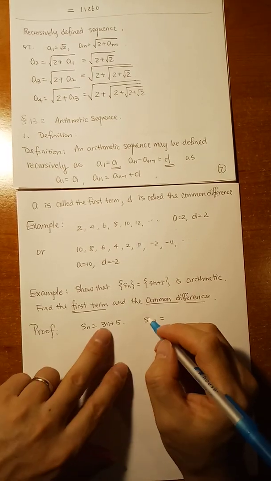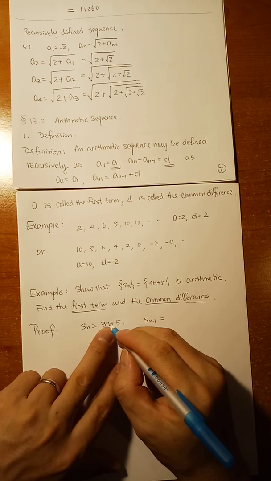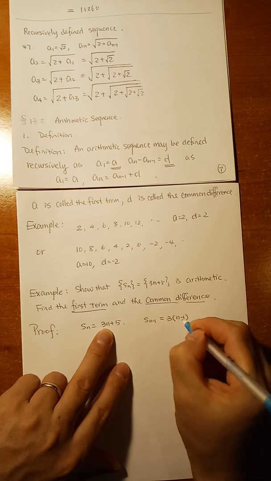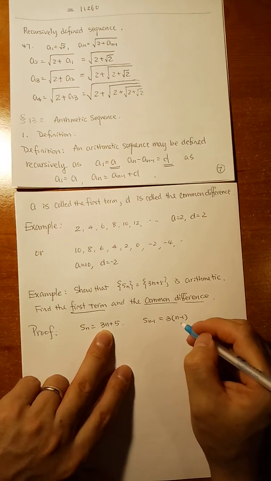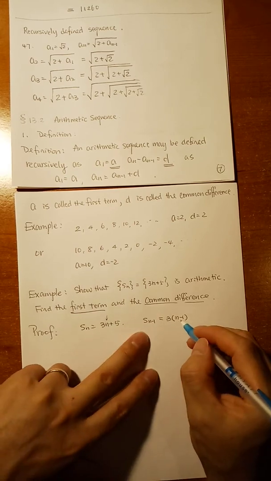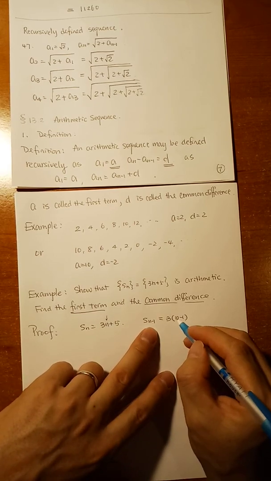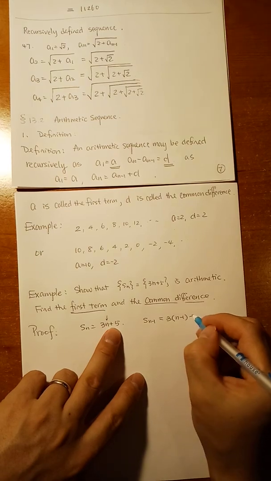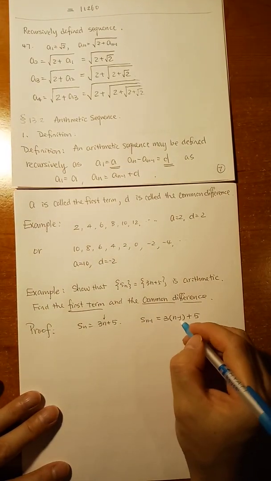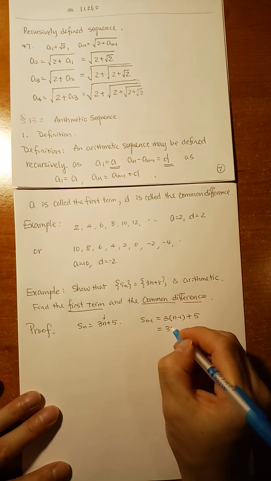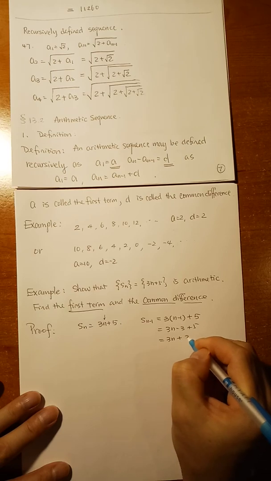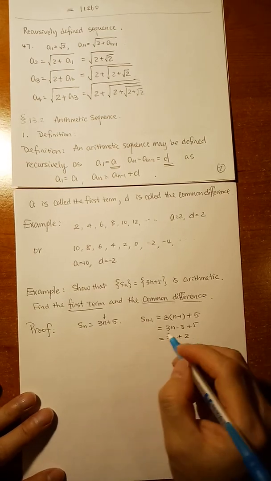Sn minus 1 means in this place you are going to write n minus 1 instead of n. So it's 3 times n minus 1. Don't forget parentheses. 3 is the coefficient of this index. So now the index becomes n minus 1. So 3 times n minus 1 and plus 5. Okay? And you multiply 3 into the parentheses. 3n minus 3 plus 5 is 3n plus 2. So this is the preceding term.